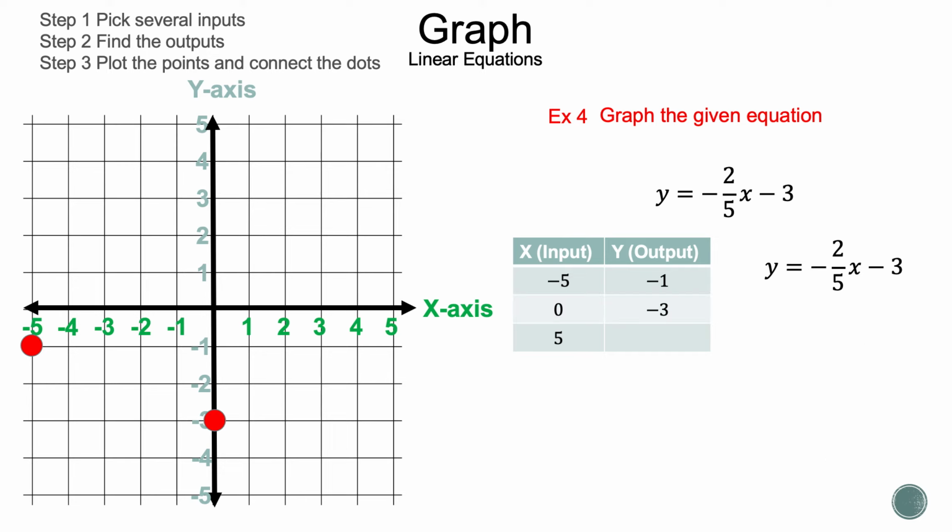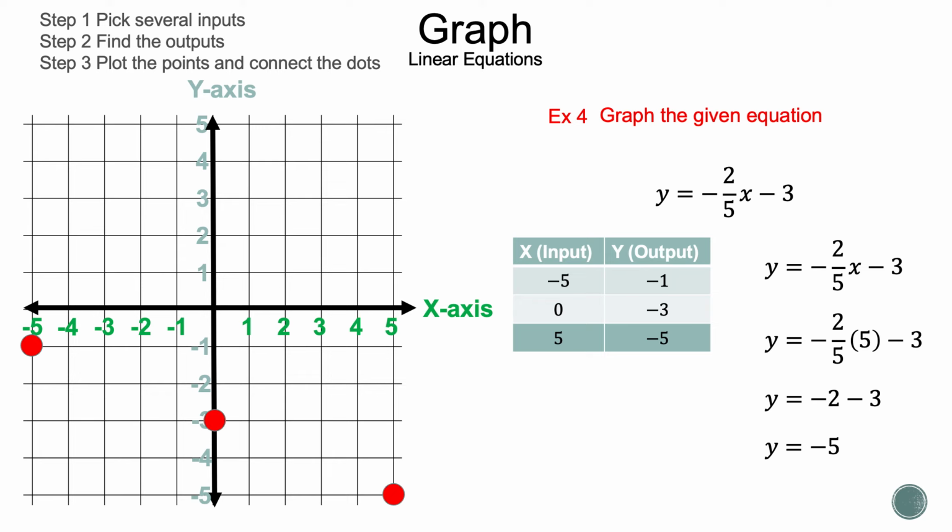Take a look at our last input. Substitute 5 into the equation. And now we have -2/5 times 5 minus 3. And -2/5 times 5 is -2. And now we have -2 minus 3. And the result of that is -5. Let's graph our last point. And now we have 5, -5 as our last point.